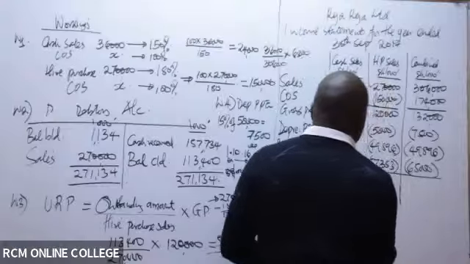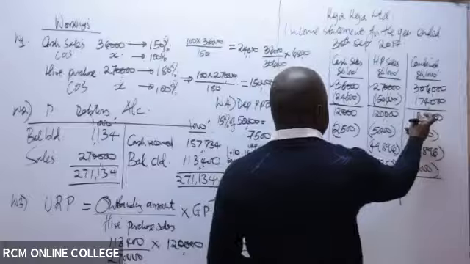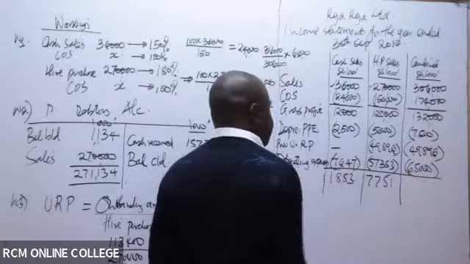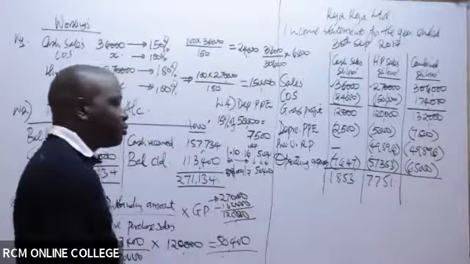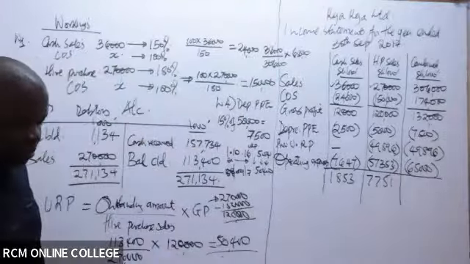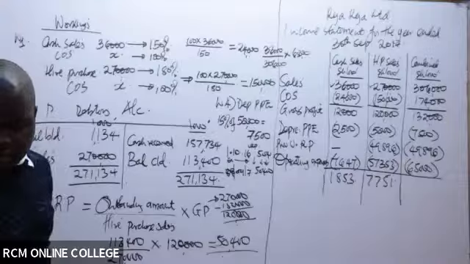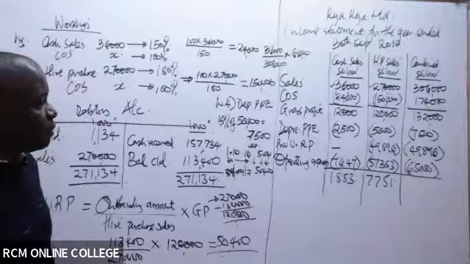7,751. So you can add the two to get the total, or you can minus these ones from this one. When you add the two, what are you getting as the total combined profit?